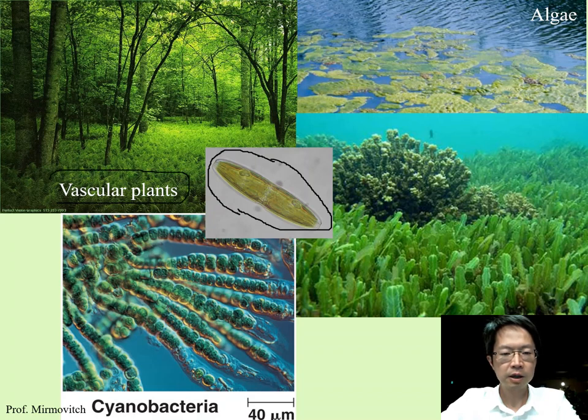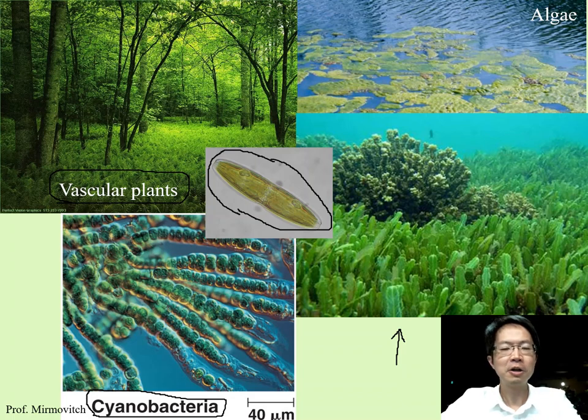Vascular plants means regular trees or flowers, you know, the trees or grass that we see every day. Cyanobacteria, nowadays people call them blue-green algae. They also have chloroplasts. Of course, coral reefs. Last one, coral reefs. They also do photosynthesis.